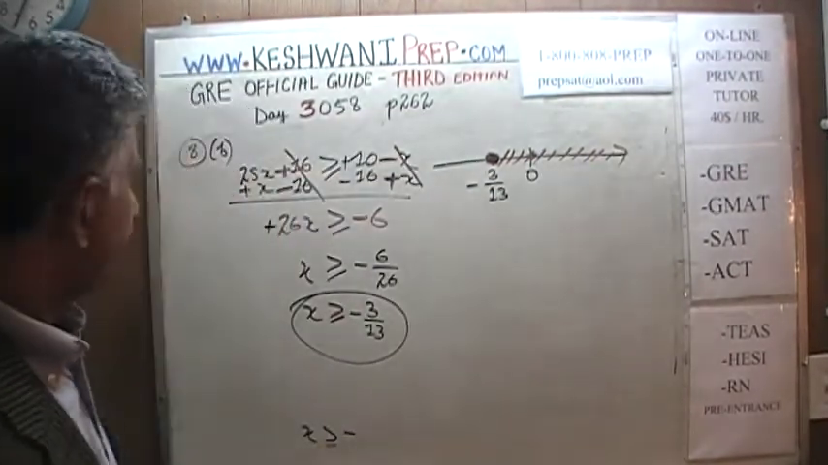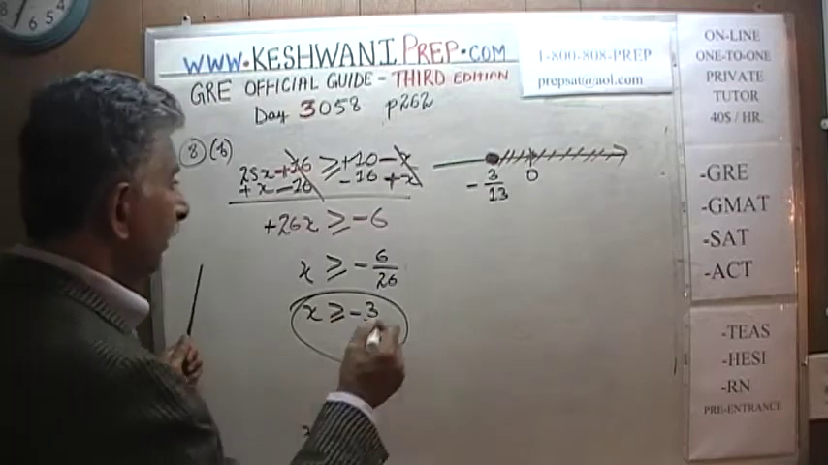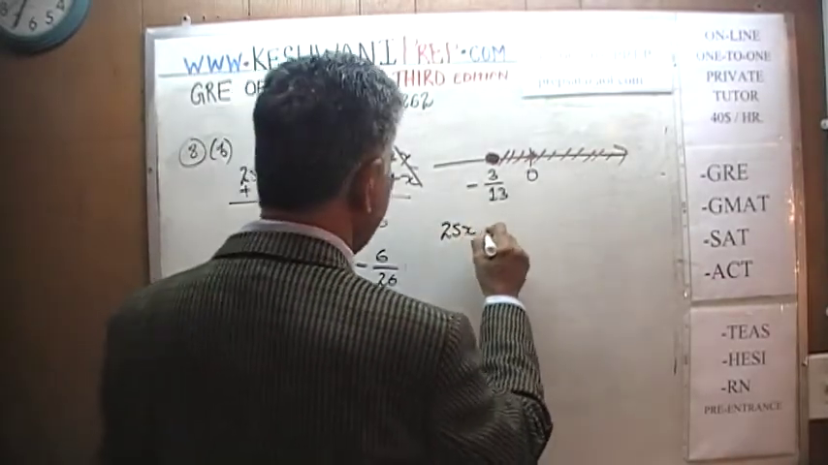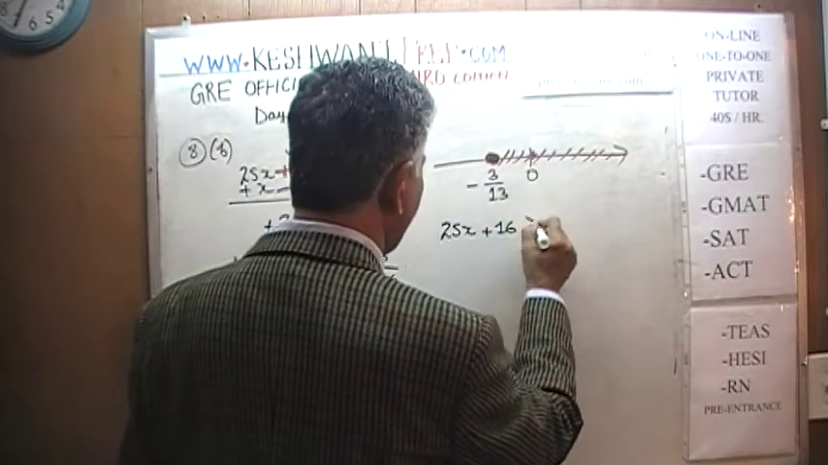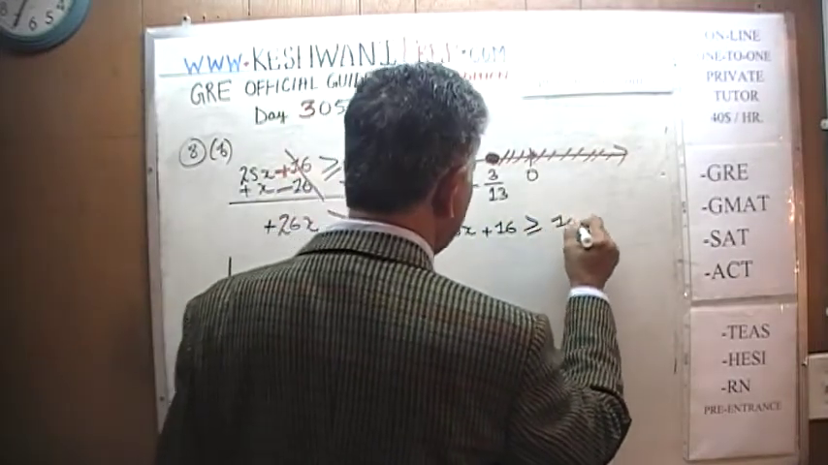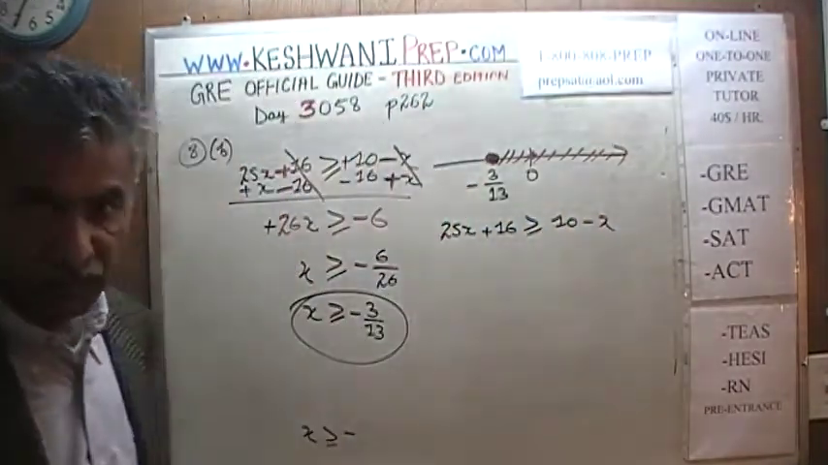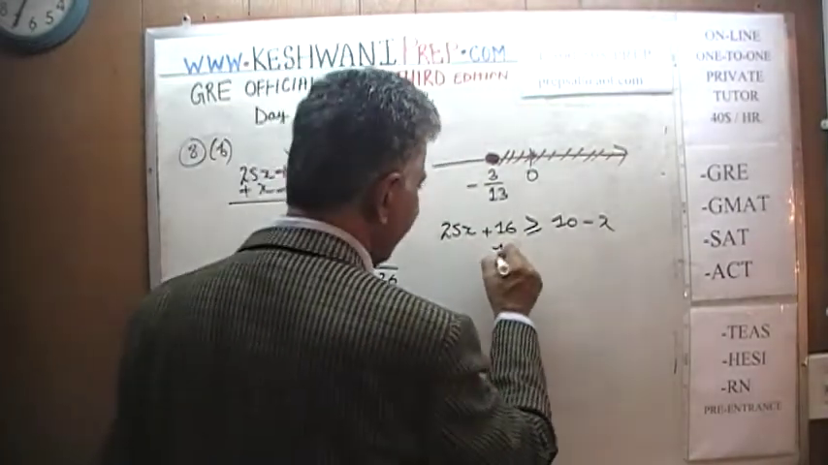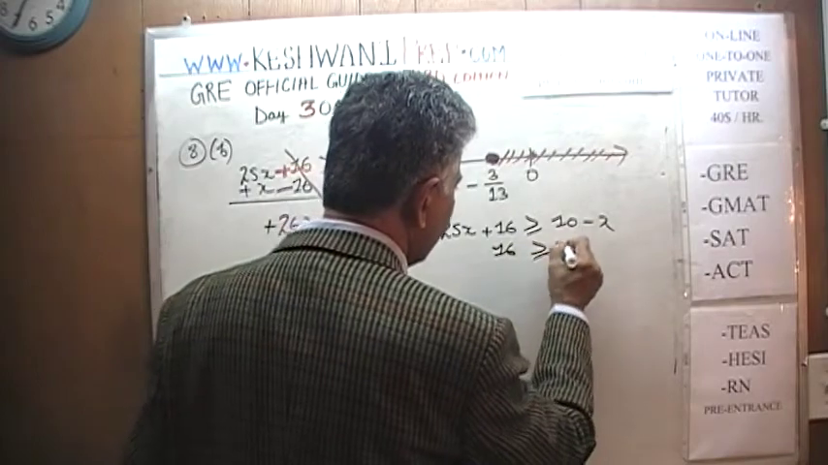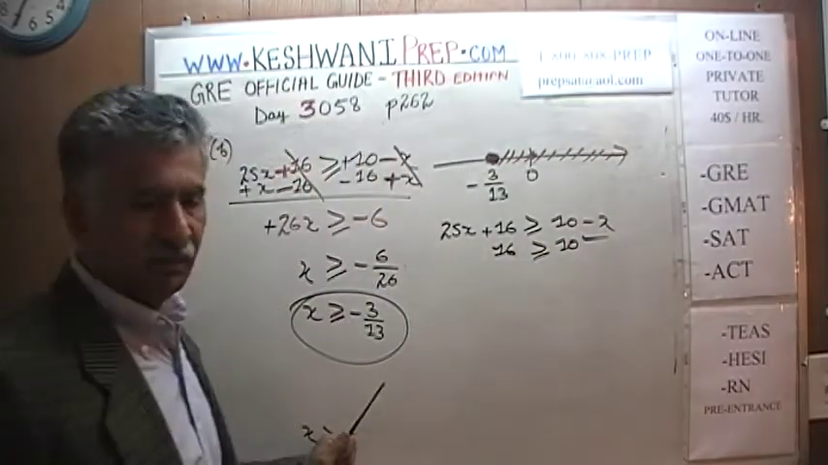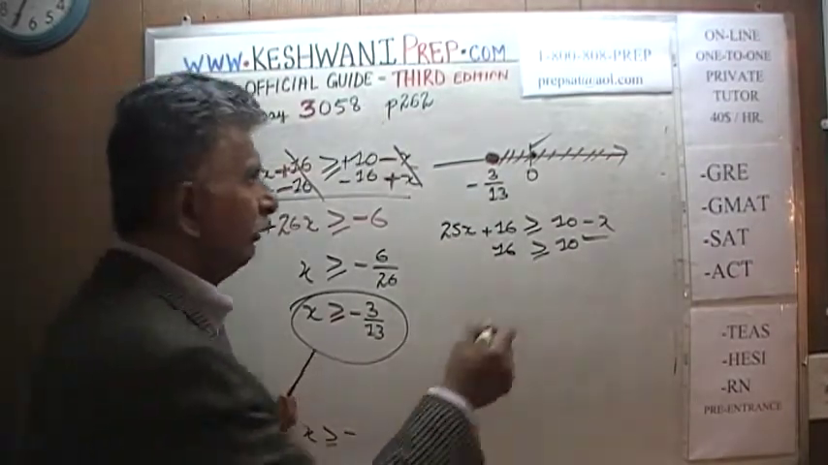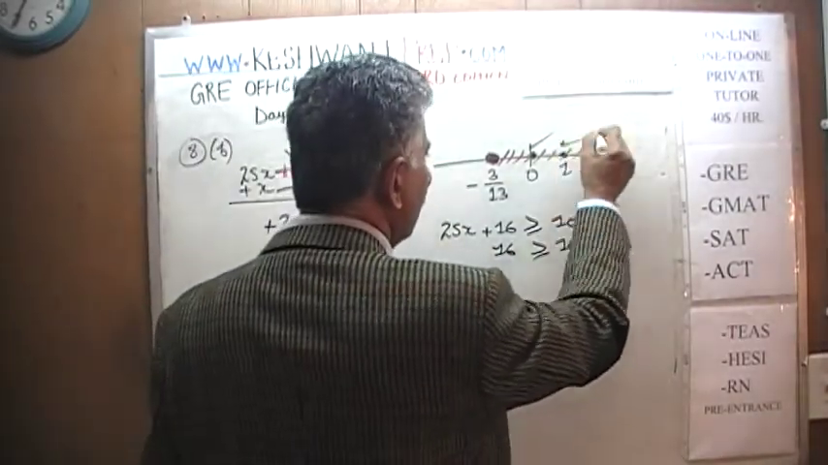Let's see if it works. And this time I have to pay attention. So we have 25x plus 16, and that has to be greater than or equal to 10 minus x. That's what we're dealing with, aren't we? If you put in 0 for x, what it says is that 16 is greater than or equal to 10, which it is. As you can see, 0 works. We could have put 1 and it would have worked. 1 would also work.